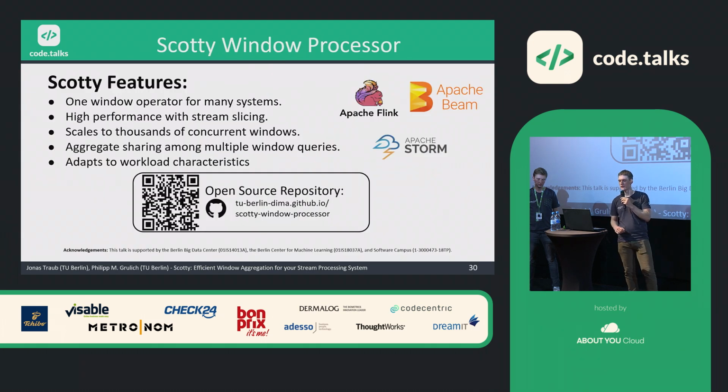So to wrap up the talk, let me summarize the Scotty features and also explicitly point out the roadmap for the Scotty window processor. So we presented one window operator which works for many systems. A key idea here is to prevent duplicated work in all the open source projects and have the vision of one project which has this key streaming feature in a very efficient way. We believe that stream slicing is the right way to do this because we have a combination of high performance in terms of throughput, but we also have a solution which we can manage quite well with state backends.